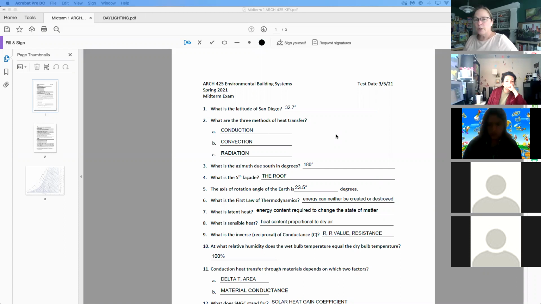And this is important for when we're going to start doing photovoltaic layouts, which actually will be starting on Friday. So it's really important to remember this, not just for the exam. The fifth facade is the roof.